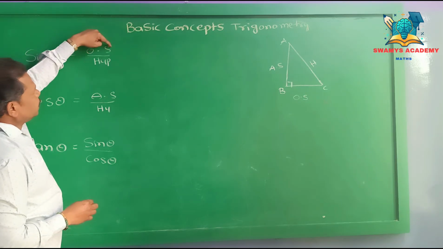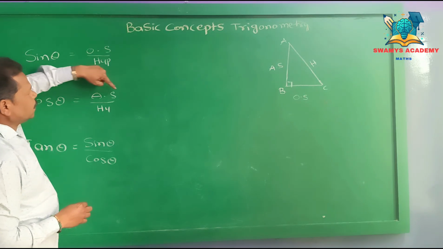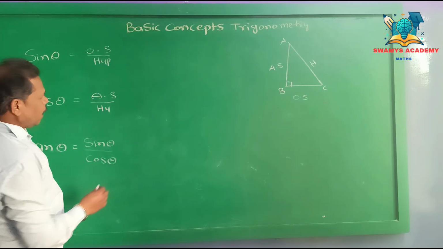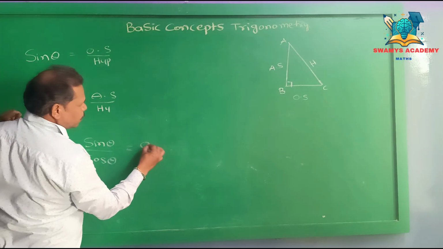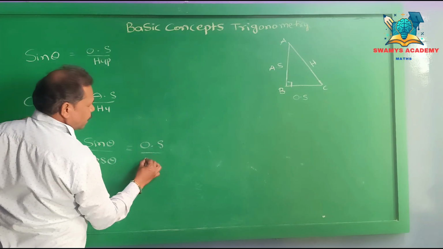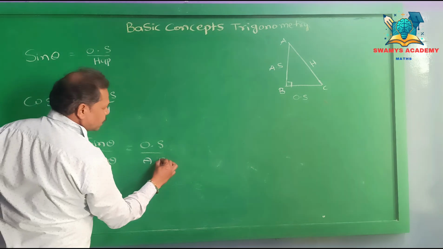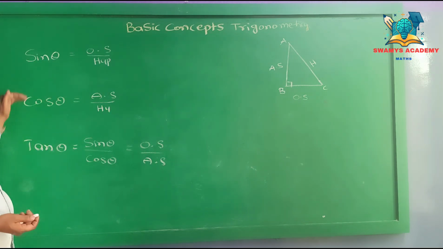Here we have opposite side by hypotenuse and adjacent side by hypotenuse. The hypotenuse cancels, so we get opposite side by adjacent side. These are our three trigonometry functions.